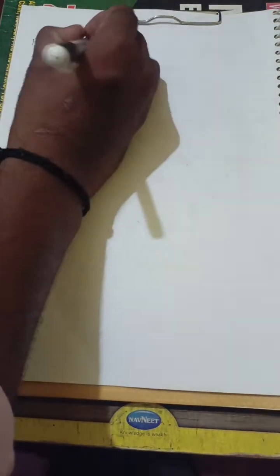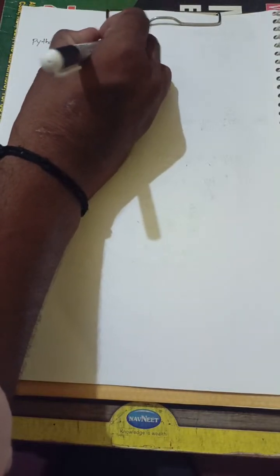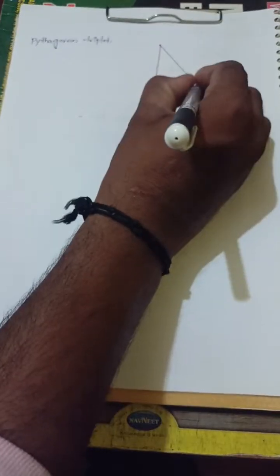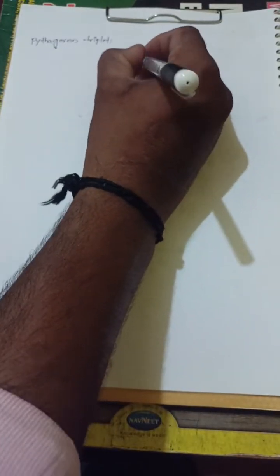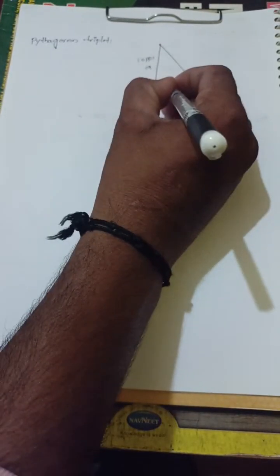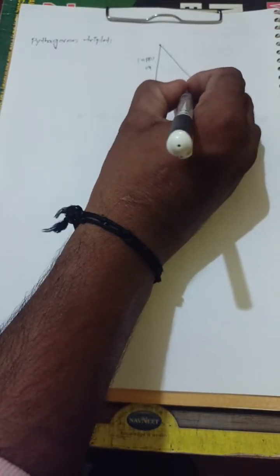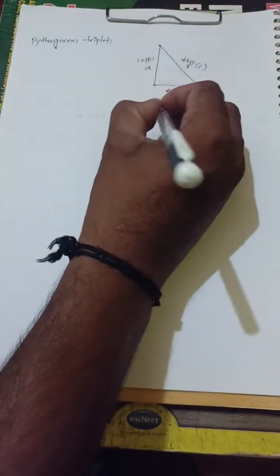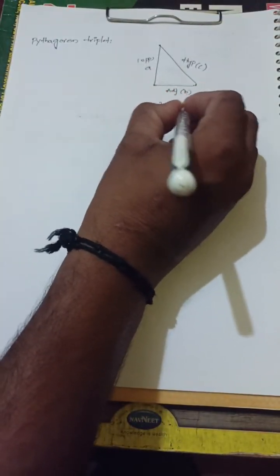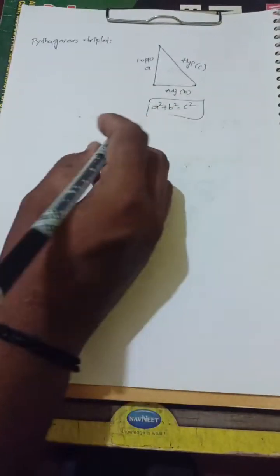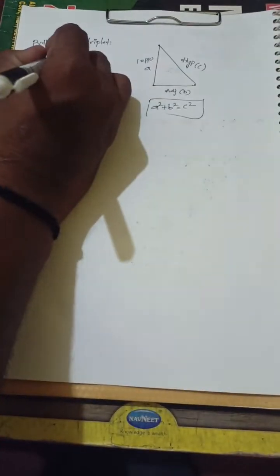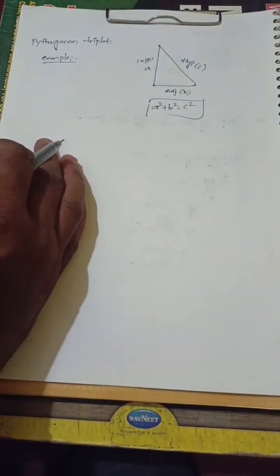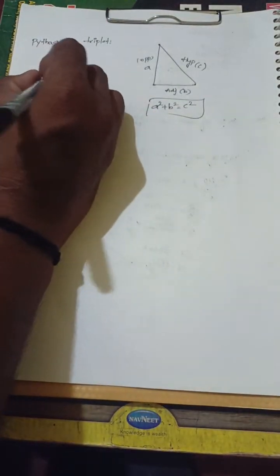Pythagorean triplet. So what are we going to write? If you draw the right angle triangle, take the opposite side as A, the adjacent side as B and the hypotenuse side as C. The sum of A square plus B square should be equal to C square. So we are going to write some example numbers which are called Pythagorean triplets.